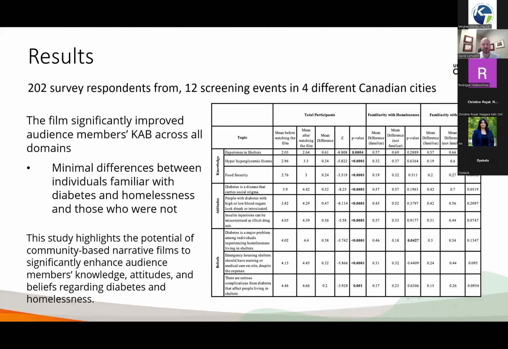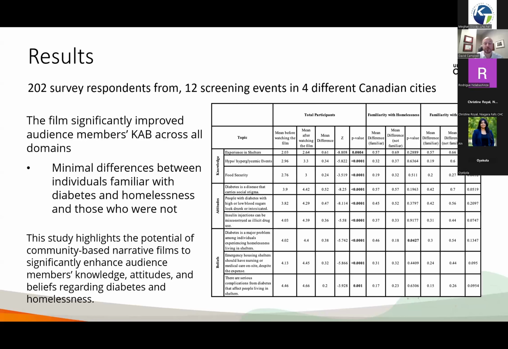We also went on to stratify the respondents into people who were familiar with homelessness, people who worked in the sector, worked in shelters. Interestingly, there was no difference between people who were and were not familiar with homelessness. So it seemed to uniformly change people's knowledge, whether or not they were familiar with homelessness. That was true also for people who were familiar with diabetes, for the most part.